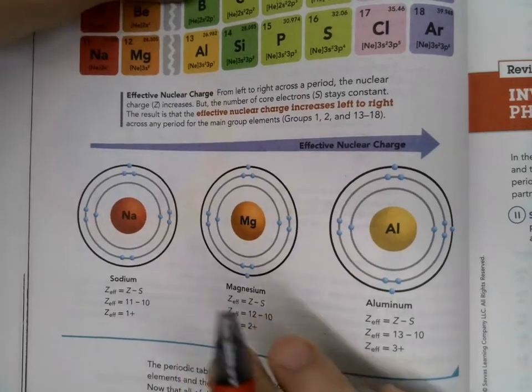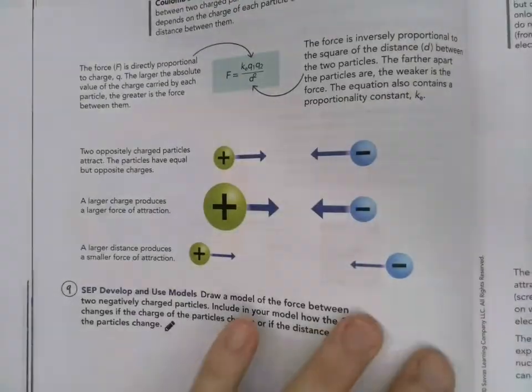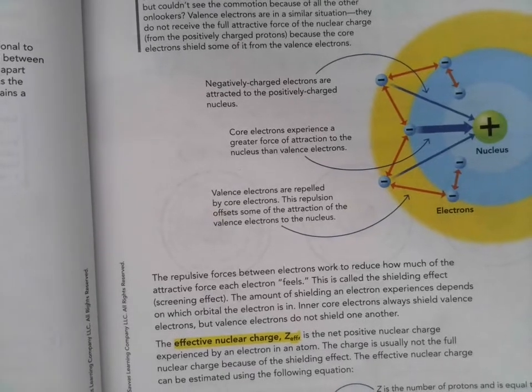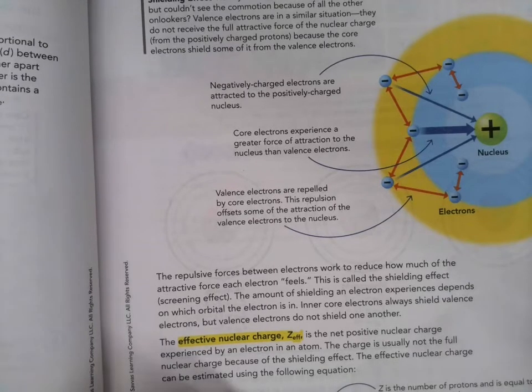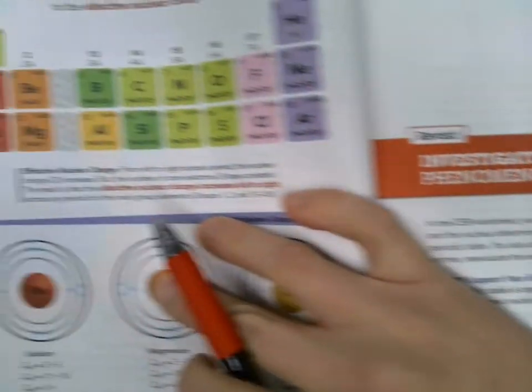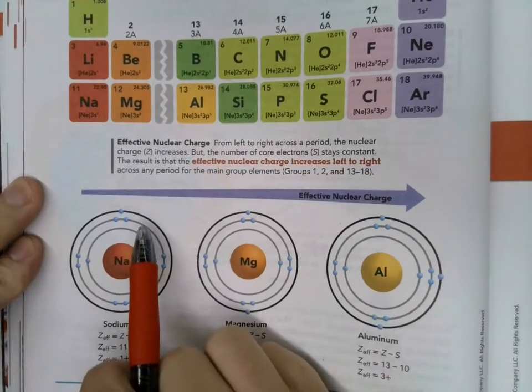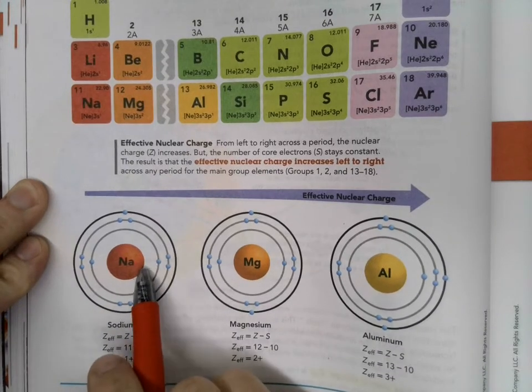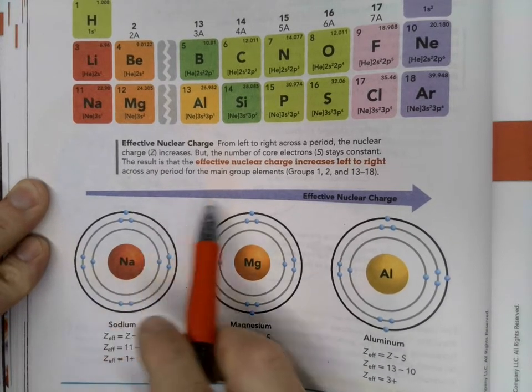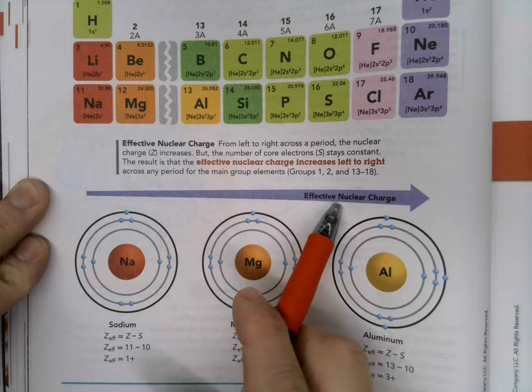Is that part of the definition on this? It should be. It is the net positive nuclear charge experienced by an electron of an atom. Oh, all right. But the main idea that I want you to take away is that the feeling, the pull that electrons feel from the nucleus, is actually what effective nuclear charge is.